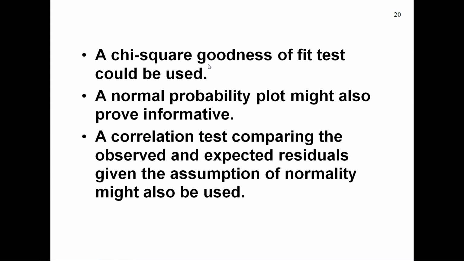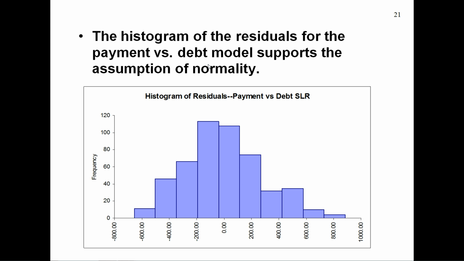There are correlation tests. What we could do is take a look at our observed residuals and compare them to what the residuals would look like if, in fact, they came from a normal distribution. And if that correlation is high, then we would feel comfortable with the assumption of normality. If that correlation is low, then we might have some suspicions about that assumption and need to do some further investigation. Bottom line is there are lots of ways to assess whether the random error terms are normally distributed, and I would invite you to consider all of them.